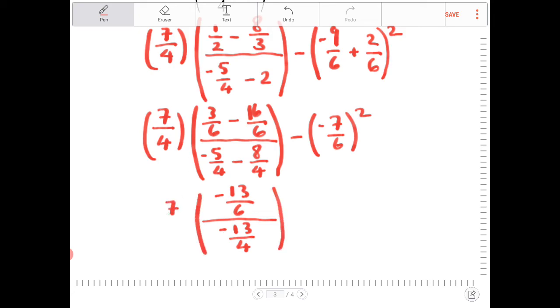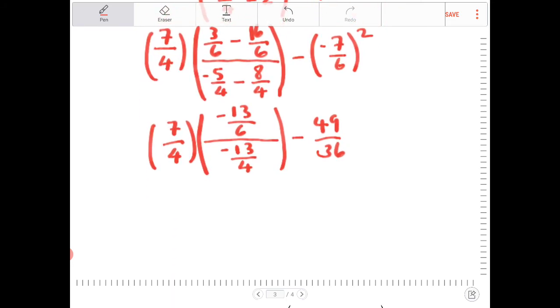And then over here it's 7/4 minus, because I'm squaring it, I need to multiply negative 7/6 by negative 7/6. That's what it means to square something. So that's 49/36. And I'm almost there. When I divide fractions, I have to flip the bottom fraction and multiply it with the numerator. So this is 7/4 times negative 13/6 times negative 4/13.